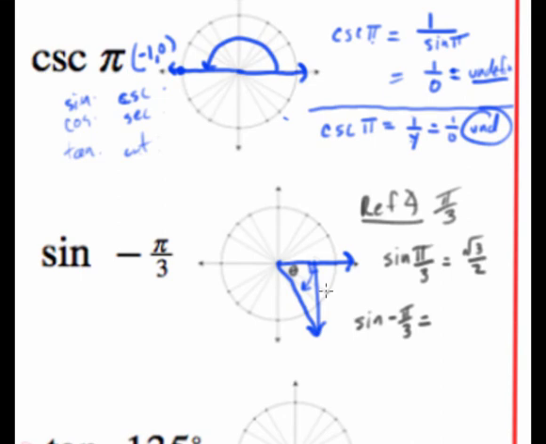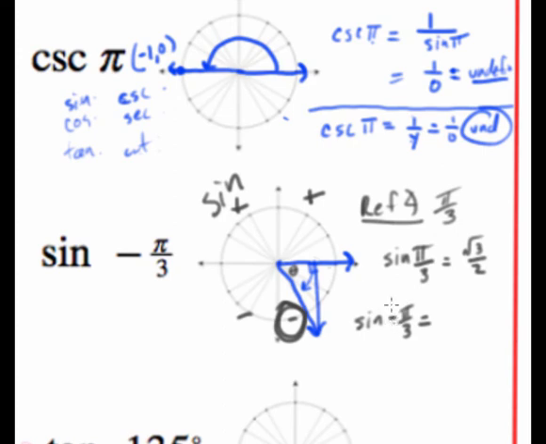Now, the sine of negative pi over 3 is going to be negative, but you don't just pop a negative sign in front. It's really about what quadrant it falls in. Recall that the sine is positive in the first and second quadrant, and the sine is negative in the third and the fourth quadrant.